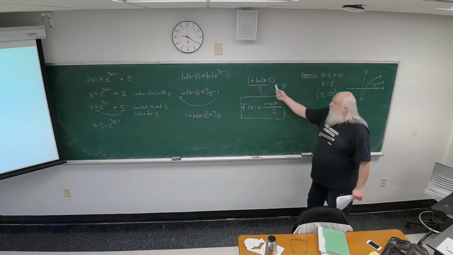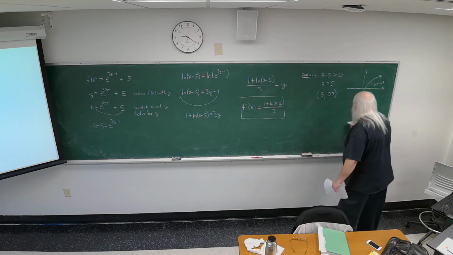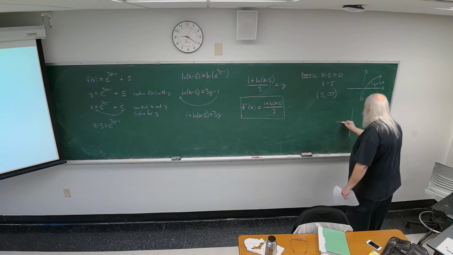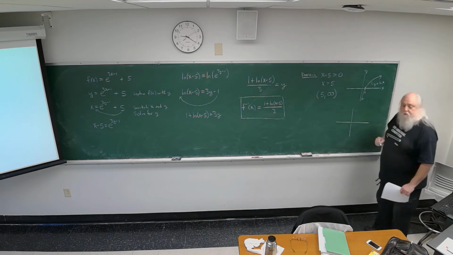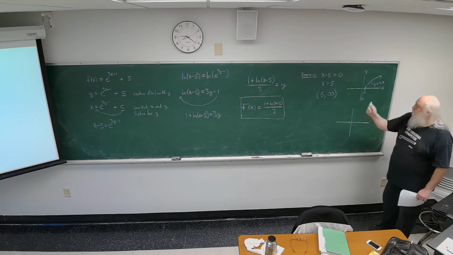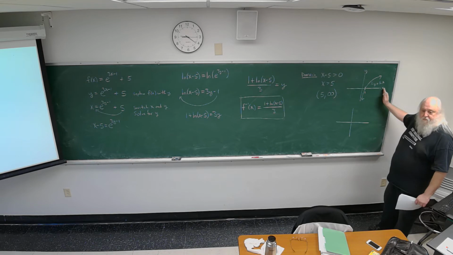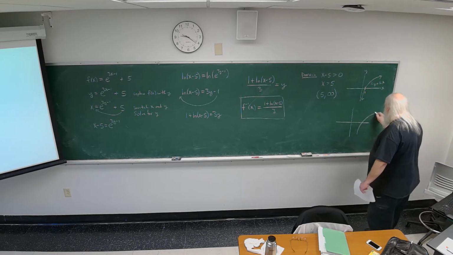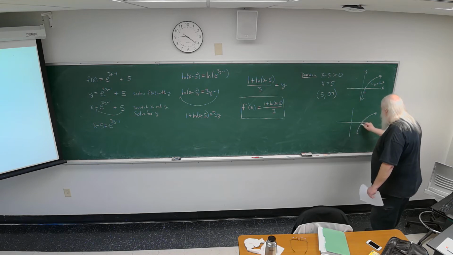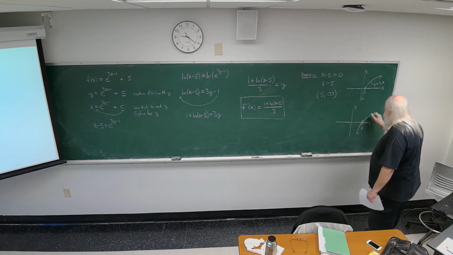And adding 1 to the function, okay, let's do it this way. So here the graph crosses at x equals 1. When I replace x with x minus 5, this whole graph gets shifted to the right 5 units. So that it crosses the x-axis now at x equals 6.